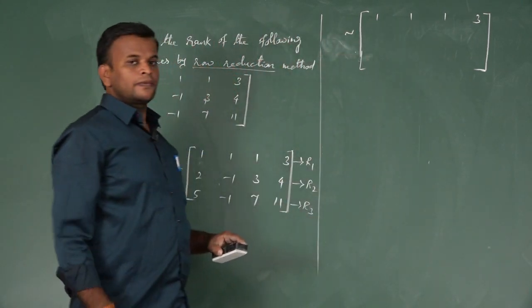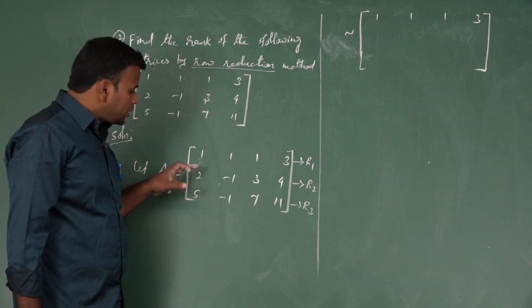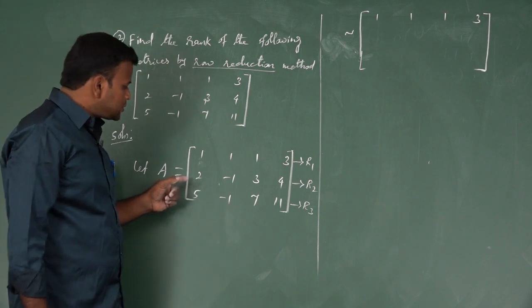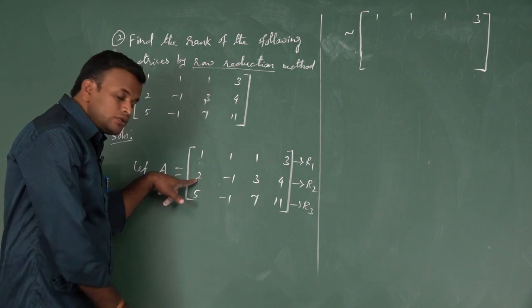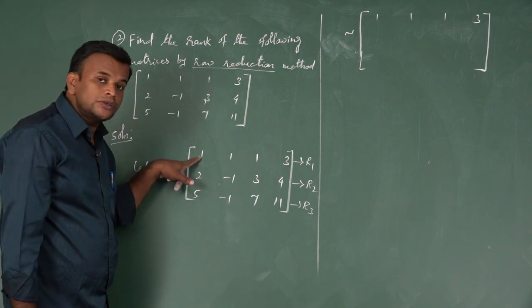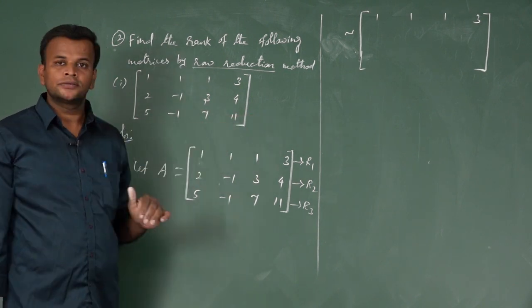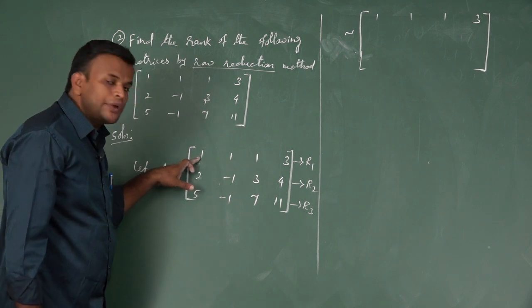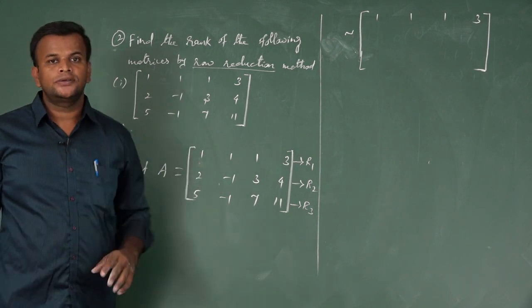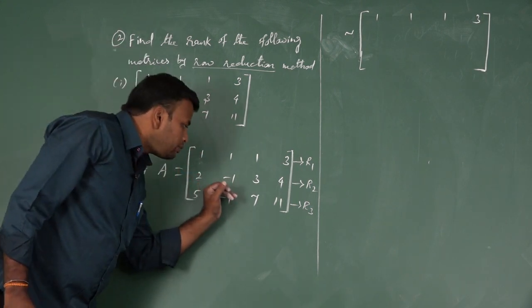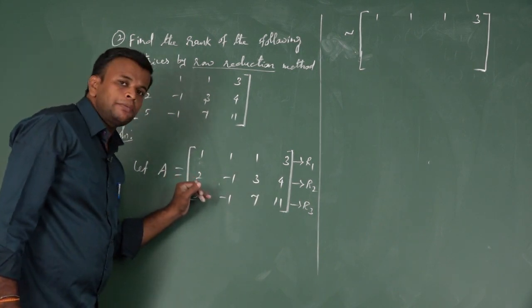First row, no change. Now in the second row, the element 2 becomes 0. How? We consider the second row and first row. The second row's first element is 2, and the first row's first element is 1. Suppose I multiply the first row fully by 2, then the element 1 becomes 2. Then I subtract this 2, and 2 minus 2 becomes 0. The remaining elements, no change.